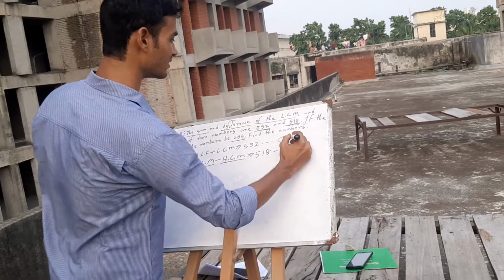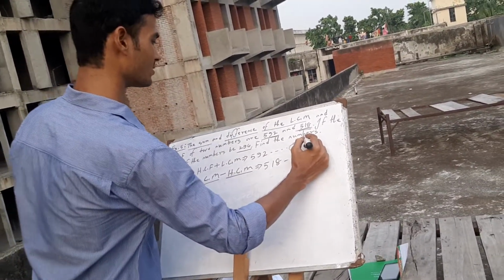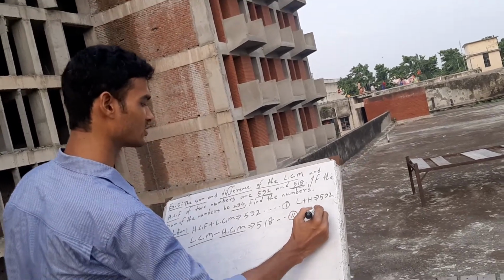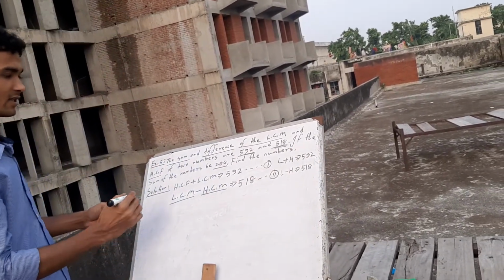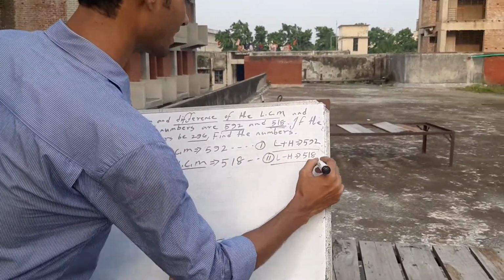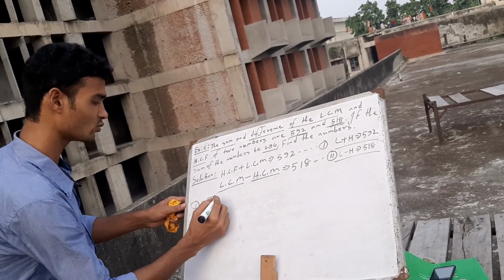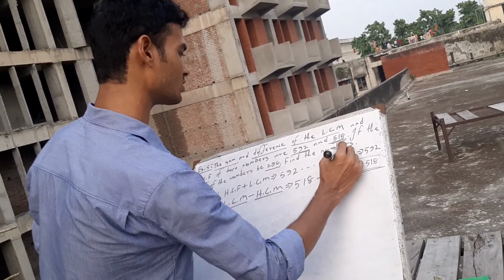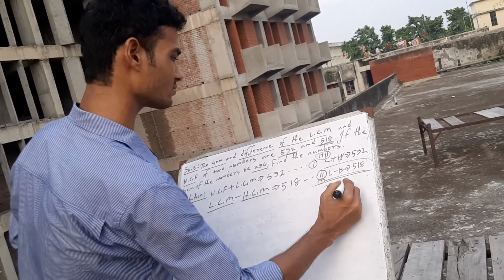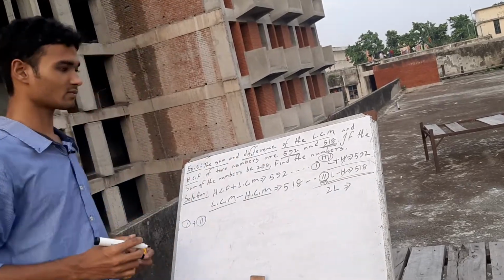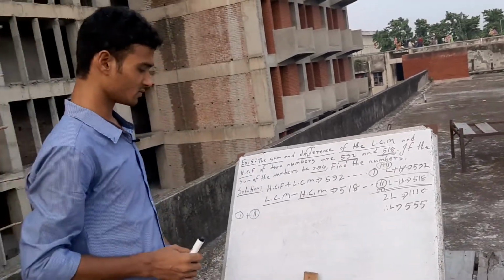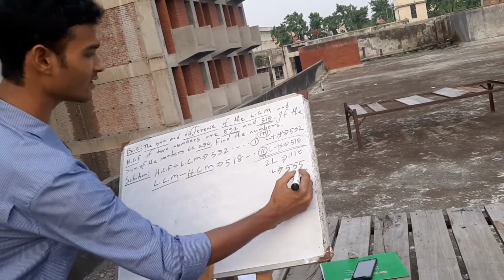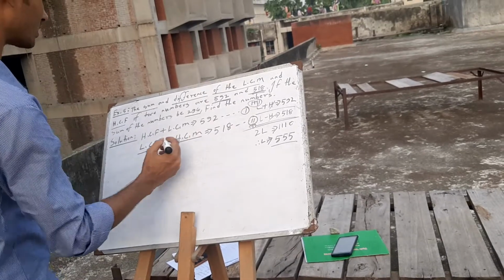So in this question, L plus H equals 592, and L minus H equals 518. These are our two equations. All you need to do is add them. By adding equation 1 with 2, we find the value of L, 555. Now put the value of L into any of the equations, 1 or 2.